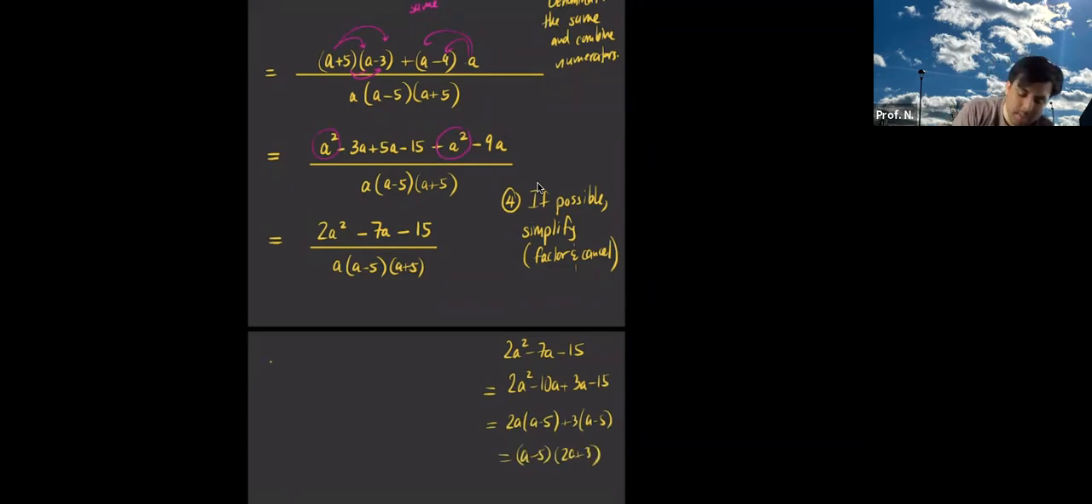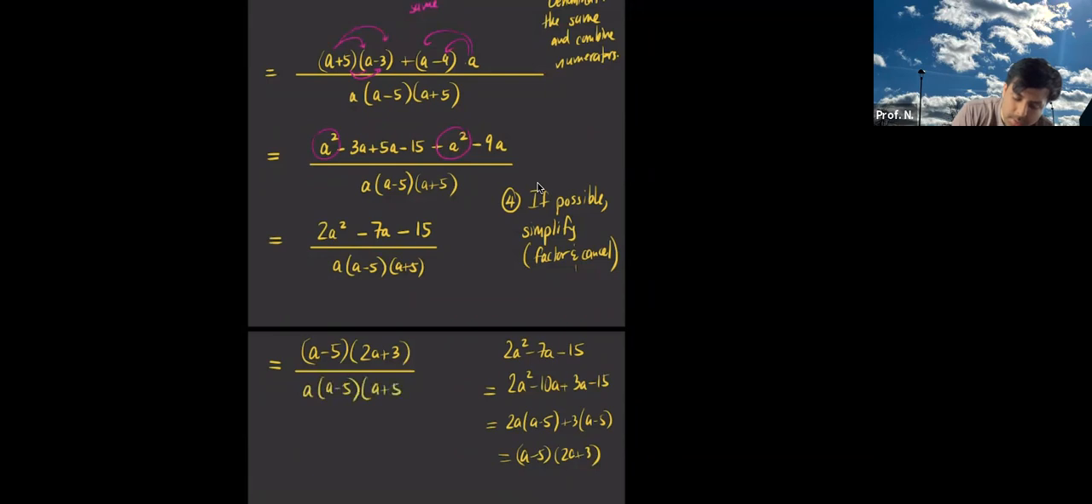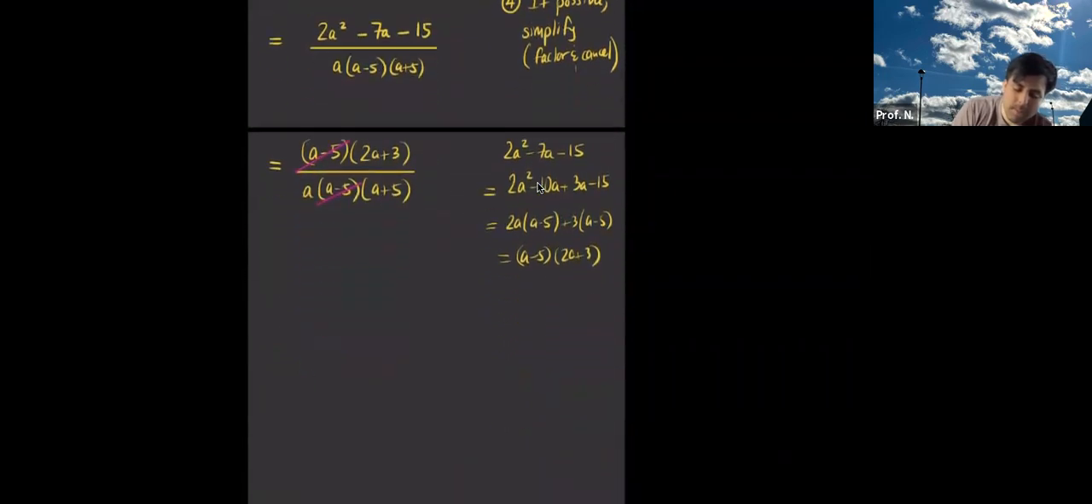So then, yes, you can do step 4. This will be a minus 5 multiplied by 2a plus 3, and then this becomes a times a minus 5, a plus 5. Then the a minus 5s cancel. And what's left? 2a plus 3 all over a times a plus 5. And I'm done. I cannot cancel anything else.